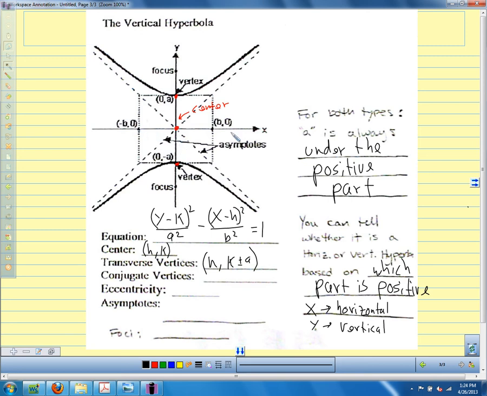The conjugate vertices, that's here on the edge of our little box. We're moving left and right from our center. And that b tells us how far to move left and right. So h plus or minus b.